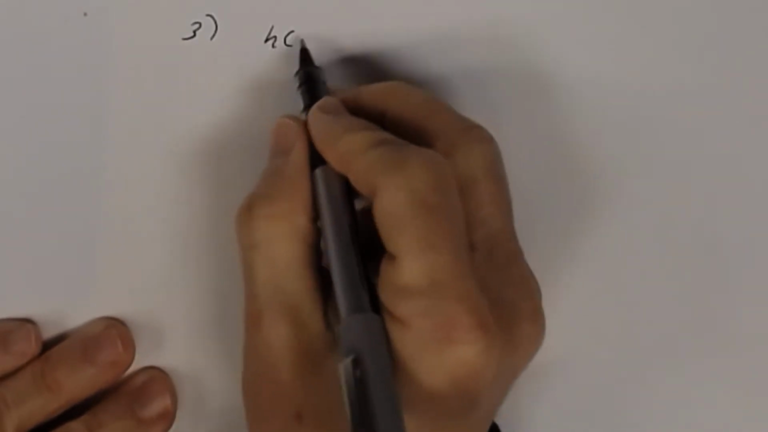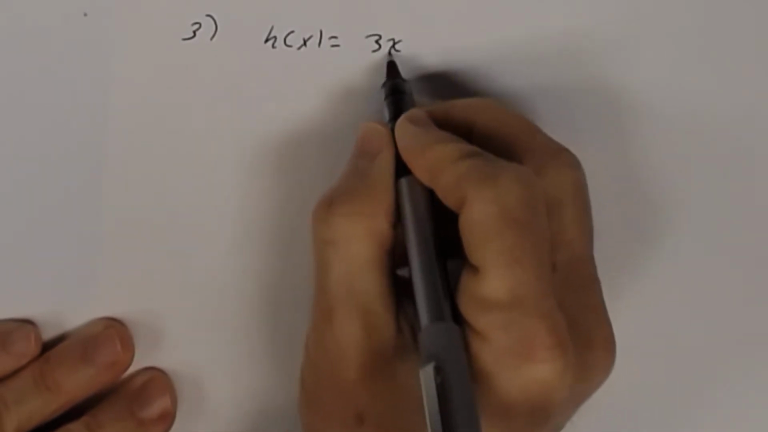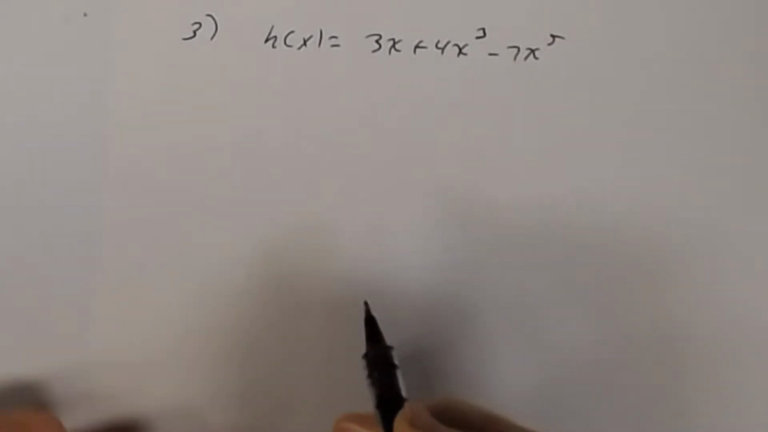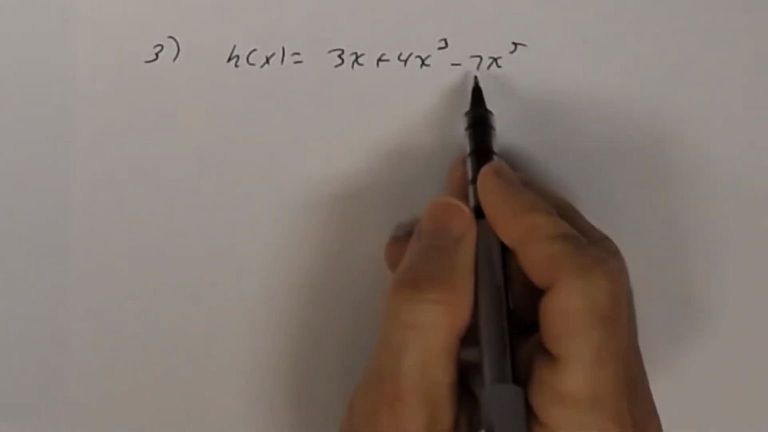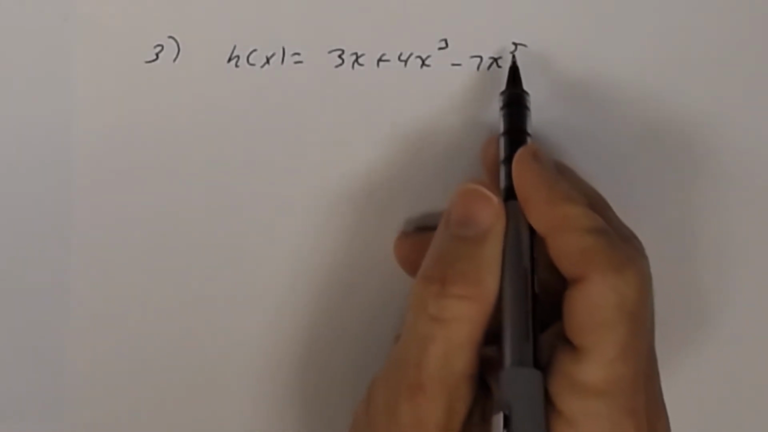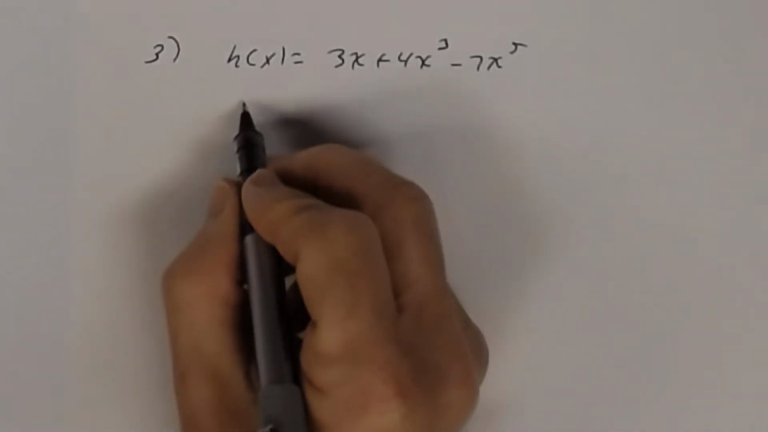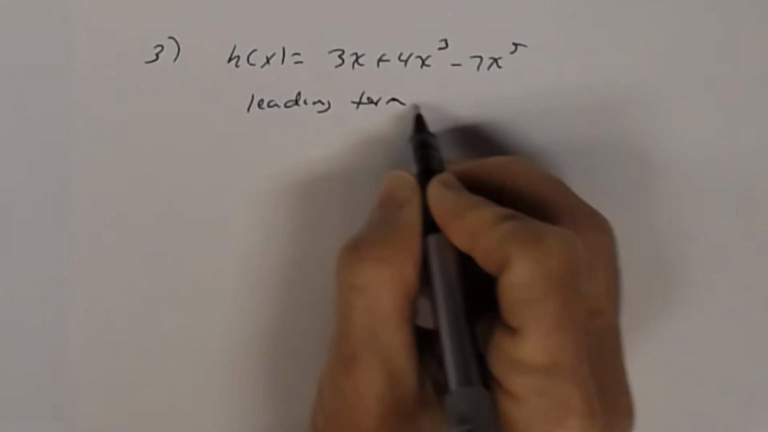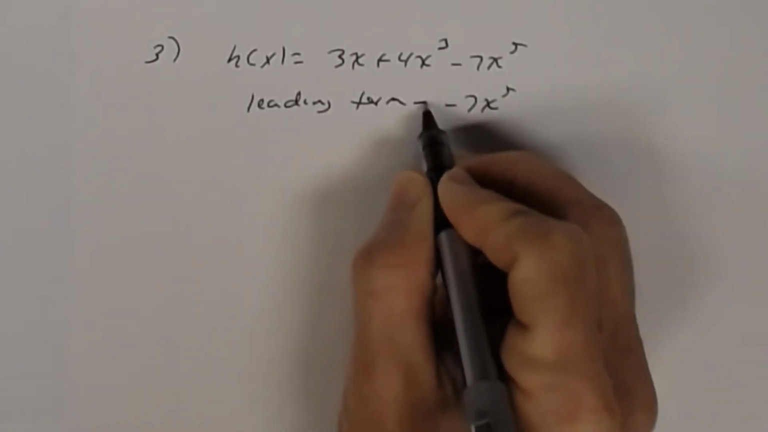Okay, number 3, let's look at number 3. So number 3, we have h of x is equal to 3x plus 4x cubed minus 7x to the fifth. So your leading term is negative 7x to the fifth, the one with the largest degree, the largest exponent in this case. Okay, negative 7x to the fifth is the leading term.